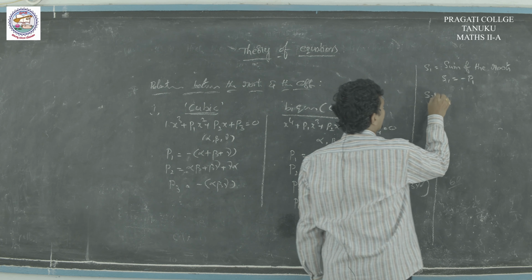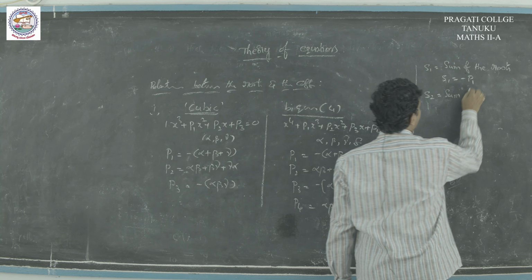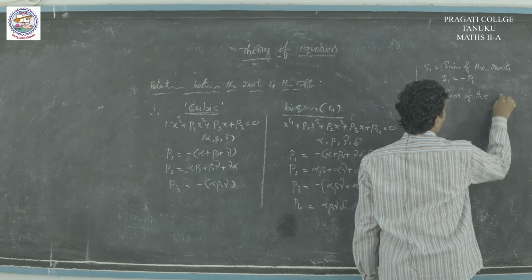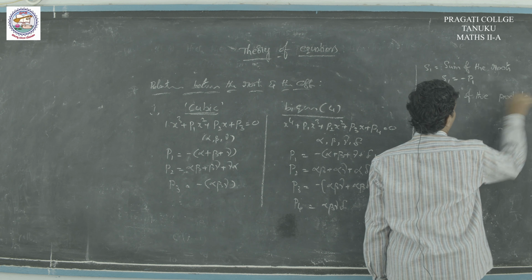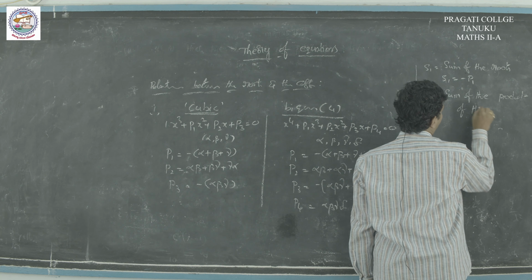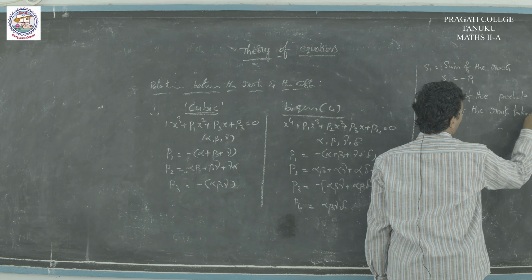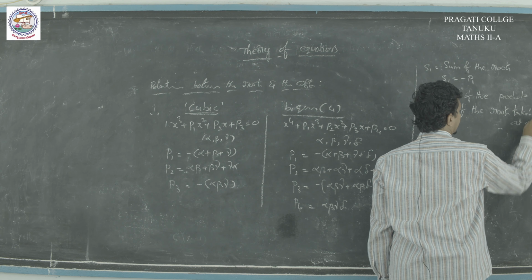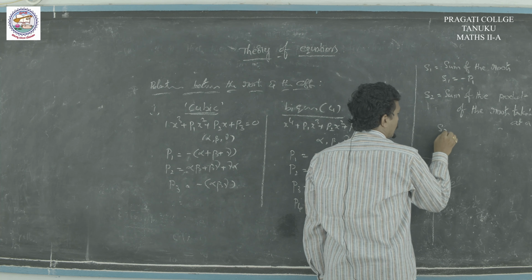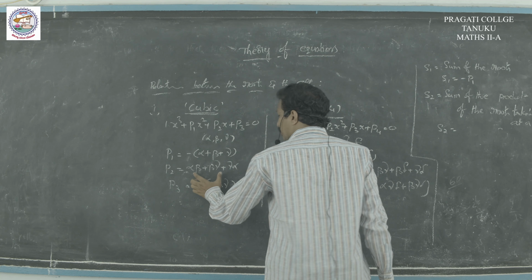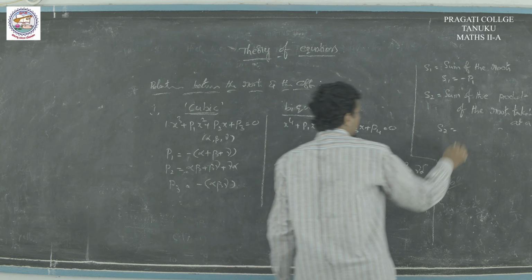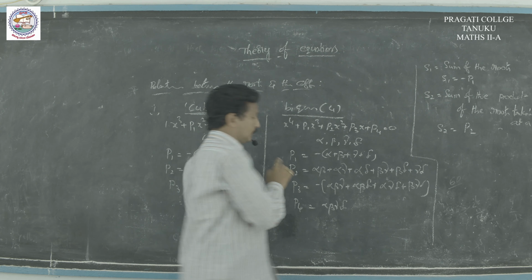S2 means the sum of the product of the roots taken two at a time. That means S2 is equal to P2. Here it is also P2.